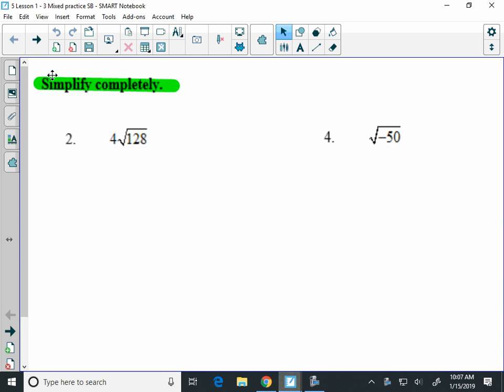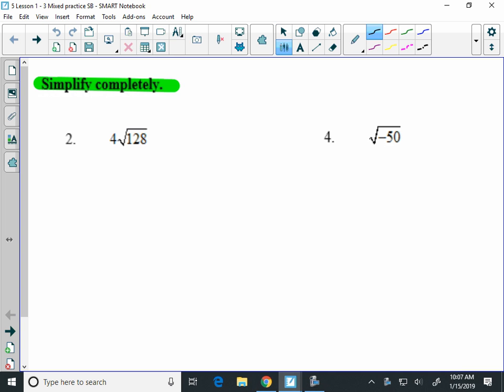So this video is for the mixed practice for lessons 1 through 3. I'm just doing a few problems from each section: square roots, factoring, solve by graphing. But hopefully it's enough to answer some of your questions. So we'll start with number 2, which is 4 times radical 128.